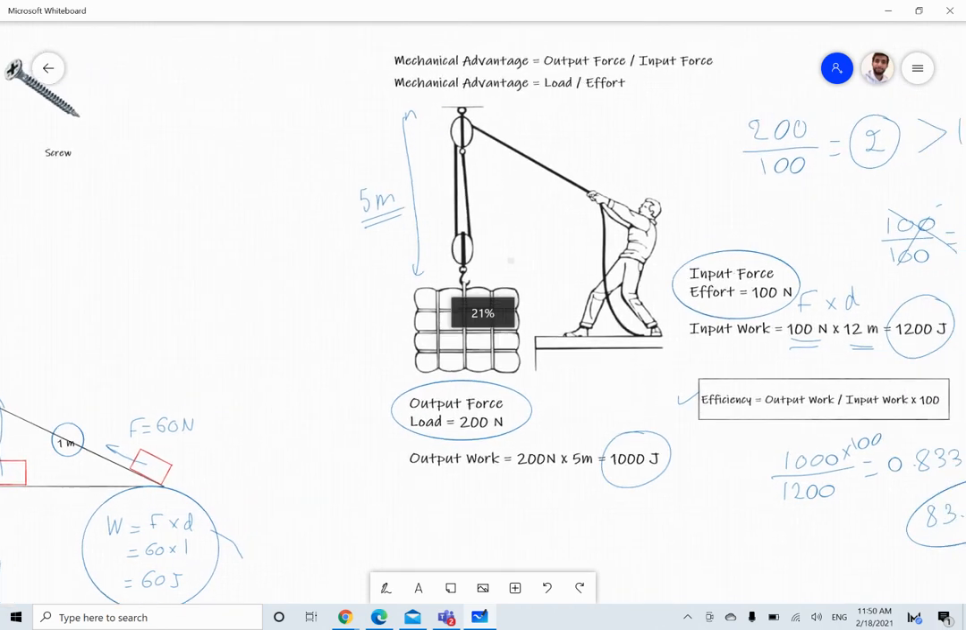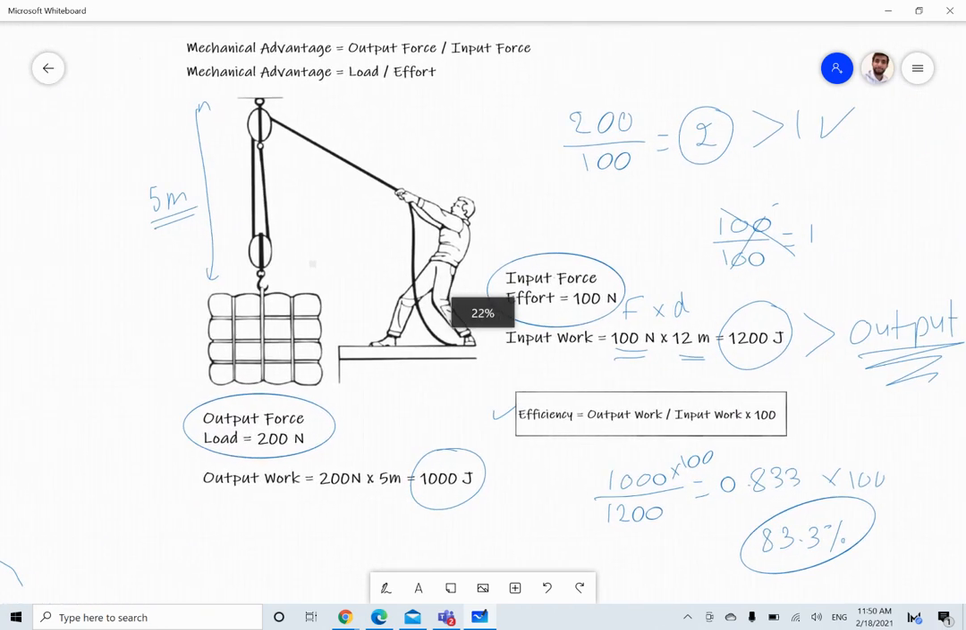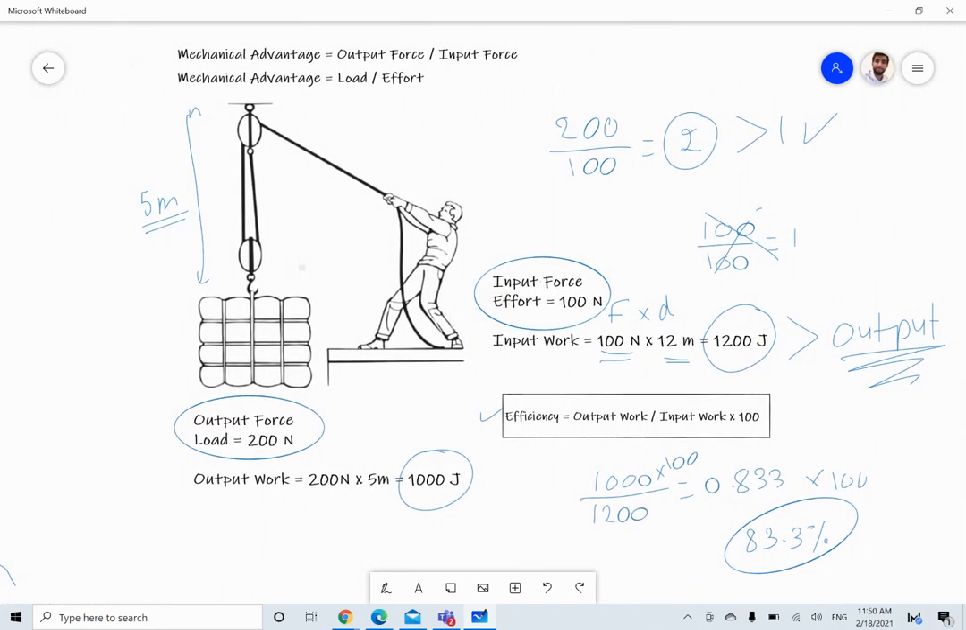So basically, that's all about the mechanical advantage and the efficiency. I wanted you to remember that the output force is different from the output work. The output force is the force applied by the machine on the object, and the output work is the work done by the machine on the object. And as you can see here, the output force is always greater than the input force, but the output work is always less than the input work. Keep this in your mind, guys.